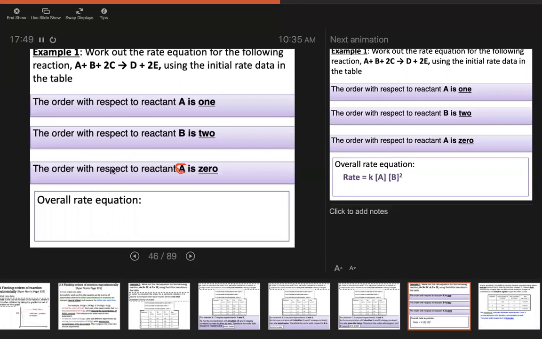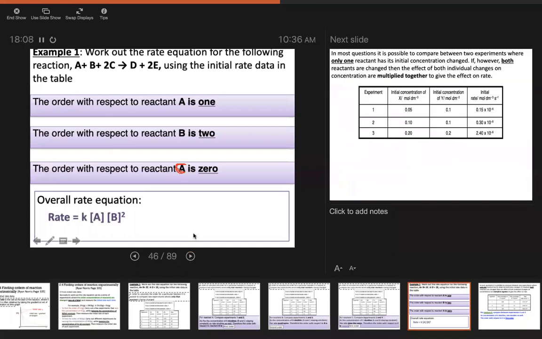To summarize it all, the order with respect to reactant A is 1. The order with respect to reactant B is 2. And the order with respect to reactant C is 0. Now that you know this information, Eric, June, and Nick, you can write down the rate equation.